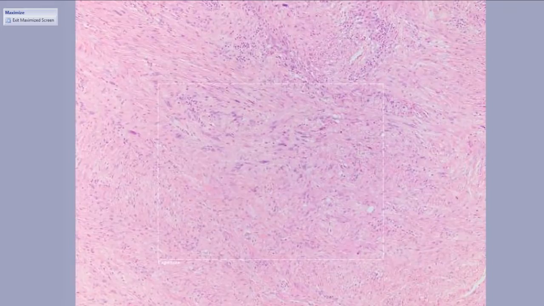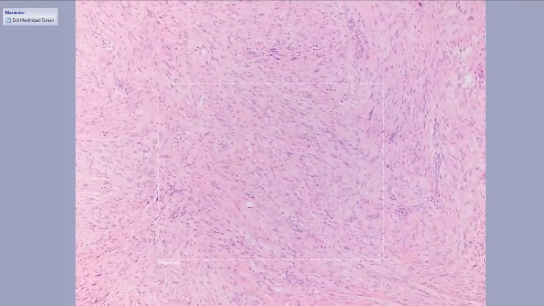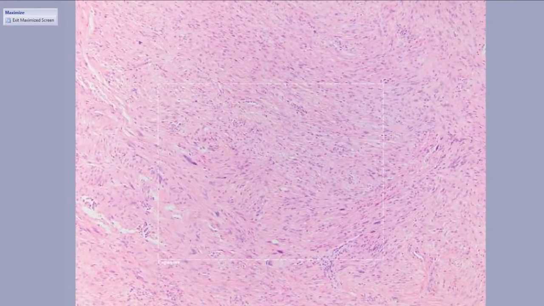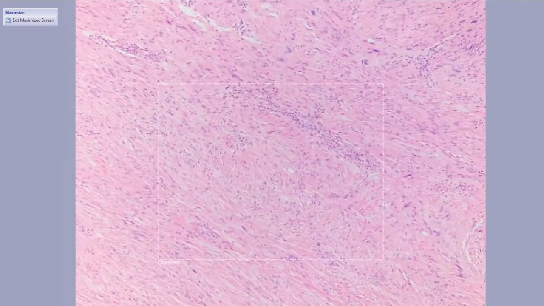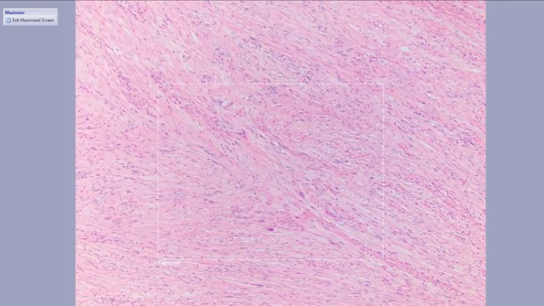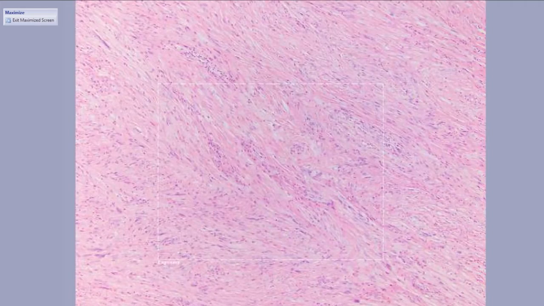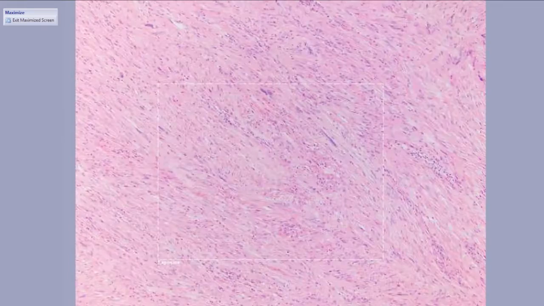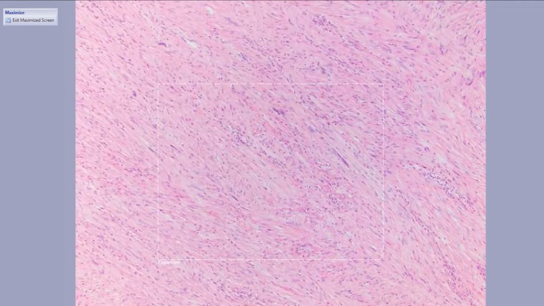So this finally is negative for c-kit and DOG1. This is not another GIST, but this is nicely positive for S100 because this is a schwannoma of the stomach. And these actually look a little bit different than their soft tissue counterparts. There was a nice series from Hopkins several years ago looking at these. Compared to soft tissue schwannomas, you don't tend to see prominent nuclear palisading.